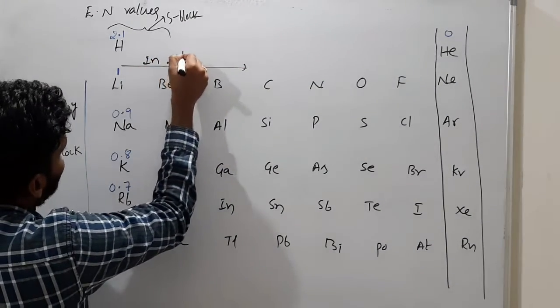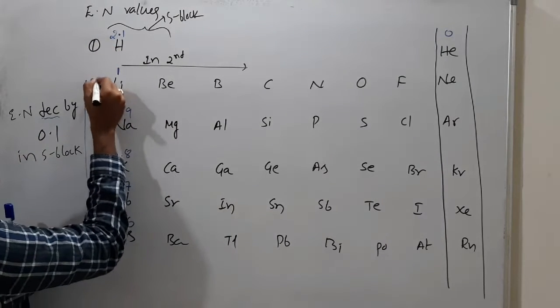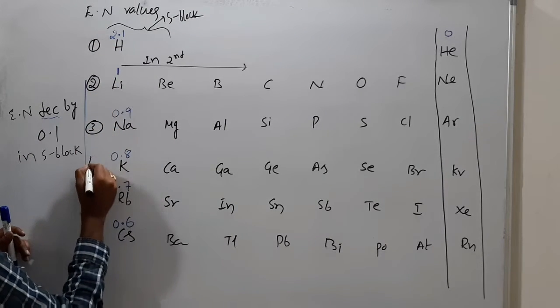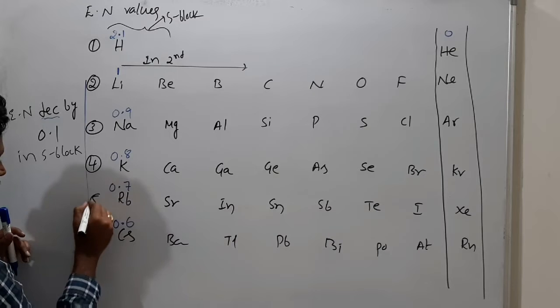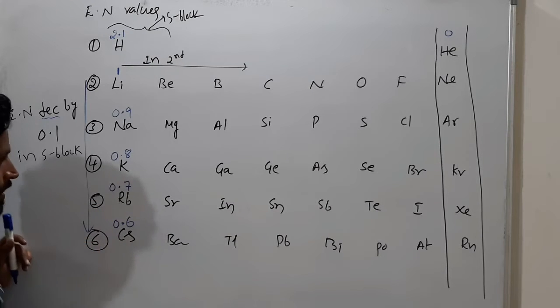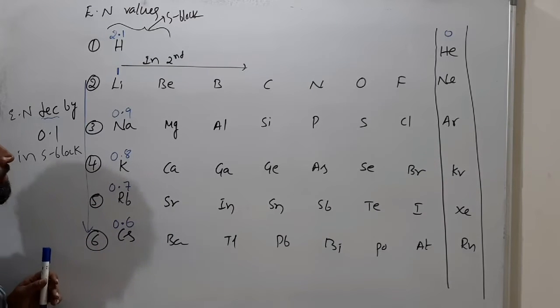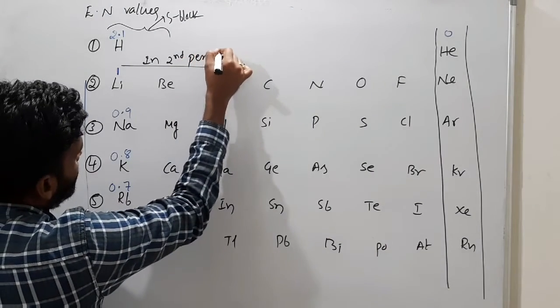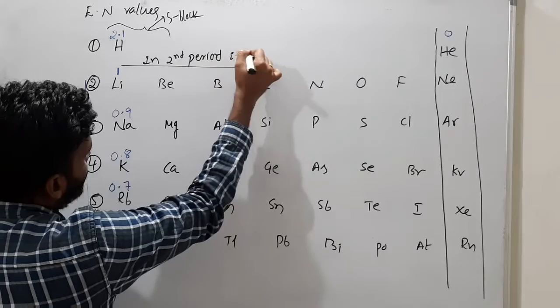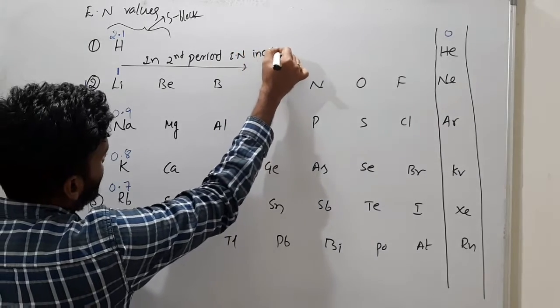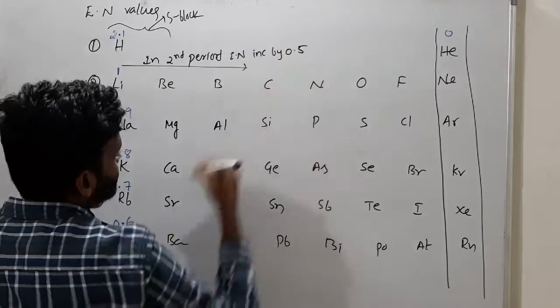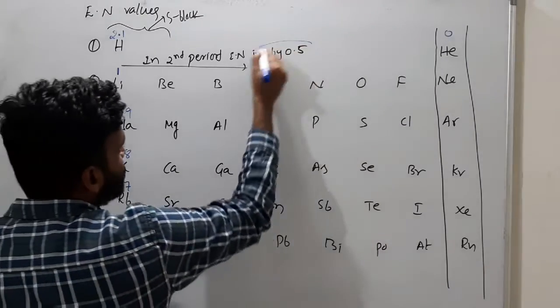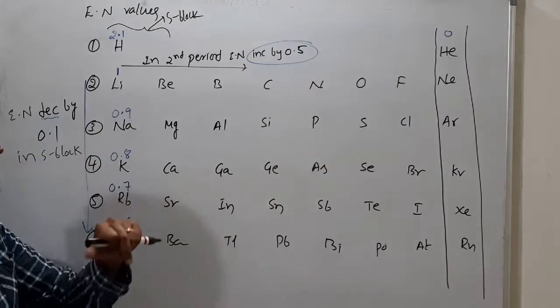In second, this is the first period, and this is second period, and this is third period, and this is fourth and fifth and sixth. Almost we can say like this. Okay. So in second period, electronegativity increases by 0.5. Increase by how much? 0.5 in second period.